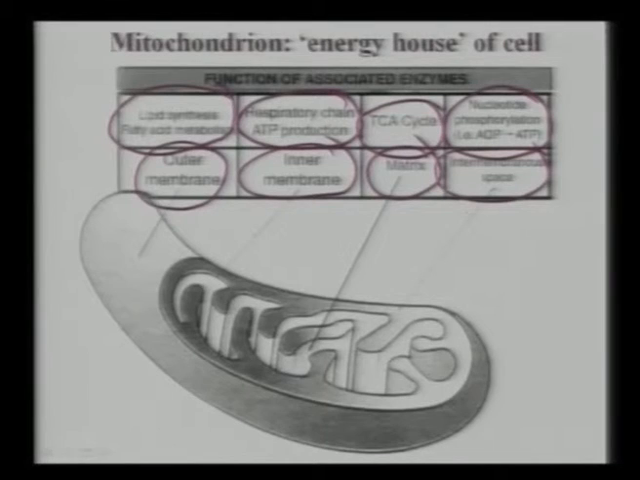ATP means adenosine triphosphate, and ADP is adenosine diphosphate. That conversion releases the energy, which is used by the cell, right? So this ADP to ATP conversion takes place only in the intermembranous space. That is the region where this energy is produced.